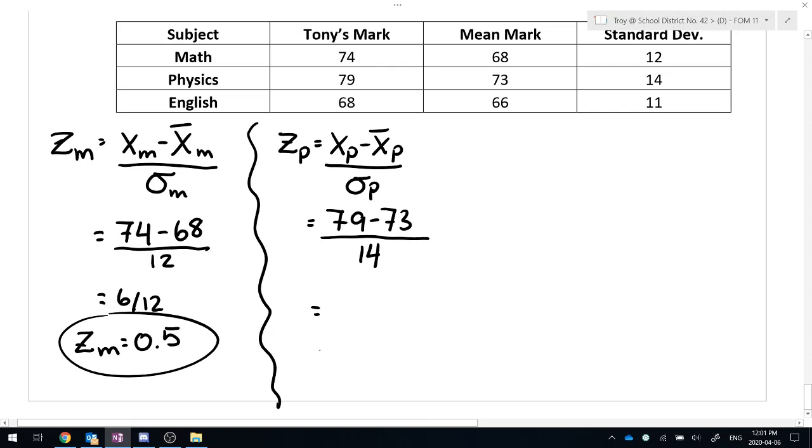Okay, so what do we have here? 79 minus 73. That's going to be 6, right? Divided by 14, which is 3/7, which gives us a z-score for physics equal to about 0.43.